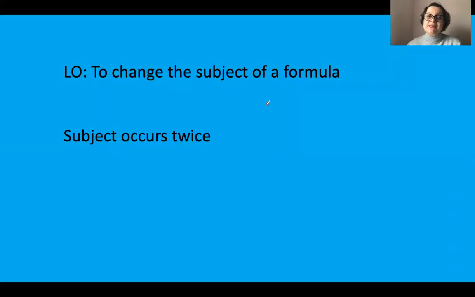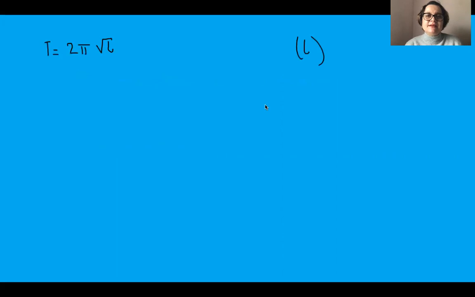Hello. Today we are going to look at more examples on how to change the subject of a formula when the subject occurs twice. So we need to make L, in this case, the subject of this formula. T equals 2 pi multiplied by the square root of L. Now, the L appears on the right-hand side, but it's not by itself. It is the square root of L.